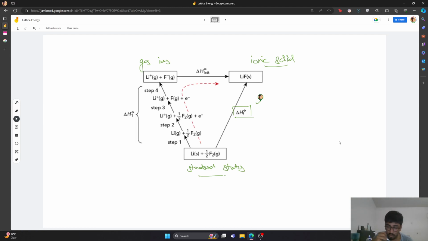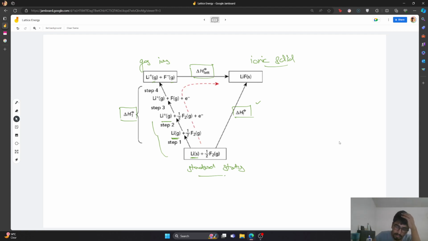But what you want to find is from gaseous ions to this one. That is what we call H lattice, right? That is what we are interested in finding. So the process is through what we call H1. To convert lithium solid to lithium gas first, don't touch the fluorine. Then convert lithium gas to lithium plus gas, which is ionize the metal. So these are all metal steps, right?